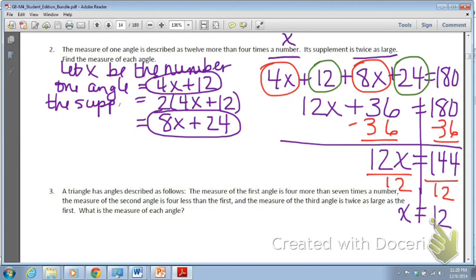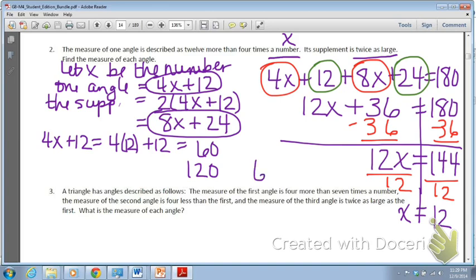So the first angle is 4x plus 12. So 4x plus 12, if I put in 12 for x, I'm going to get 4 times 12 plus 12, which is equal to 48 plus 12, or 60. And then my other angle is double that, or 120. So the angles are 60 degrees and 120 degrees.